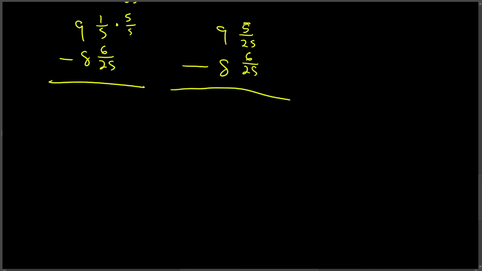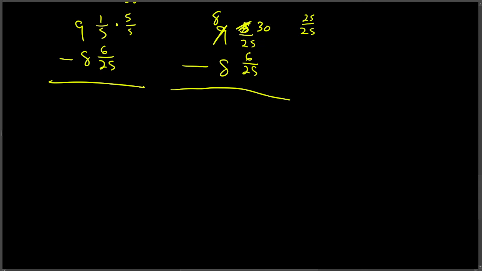And this is a problem: I cannot take 6 away from 5. So what I've got to do is borrow 1 from here. But 1 is 25 over 25 with this common denominator. So I've got to add 25 over 25 when I borrow 1. And so 5 plus 25 is 30. And so when I borrow 1, I'm going to get 30/25ths.